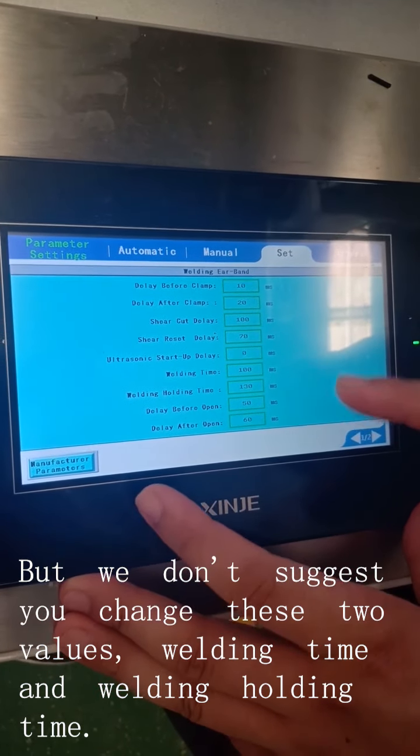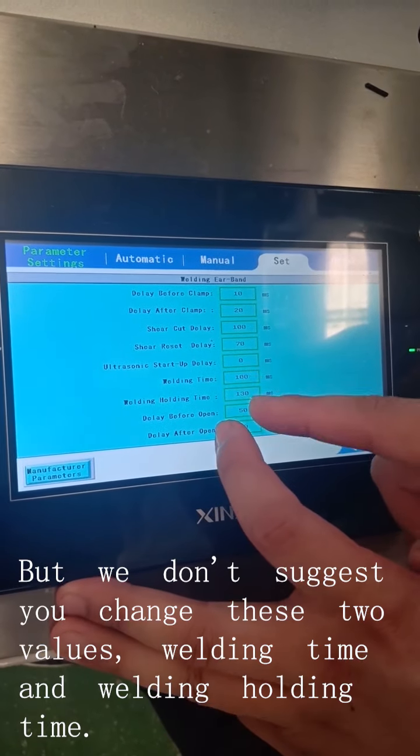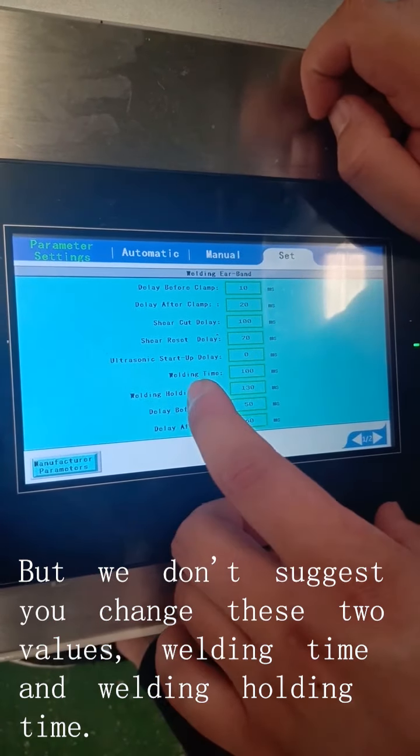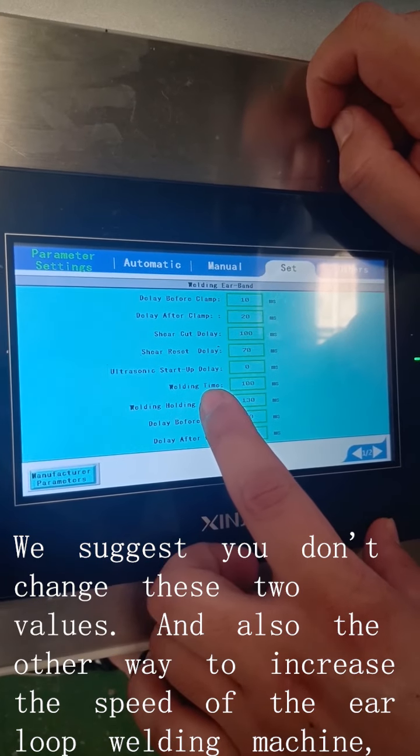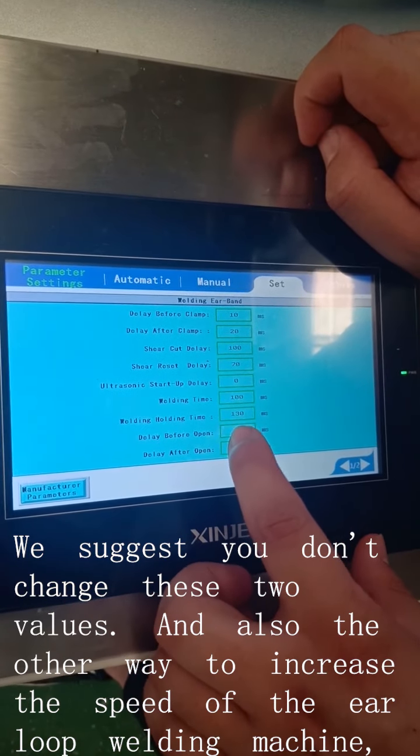But we don't suggest you change these two values: welding time and welding holding time. We suggest you don't change these two values.